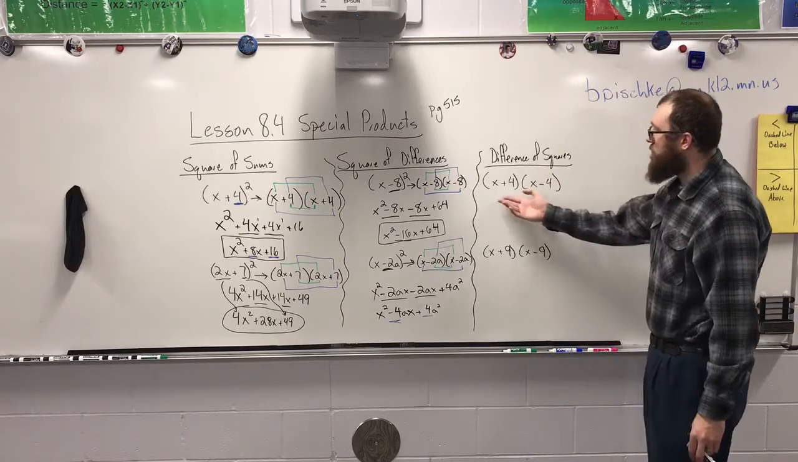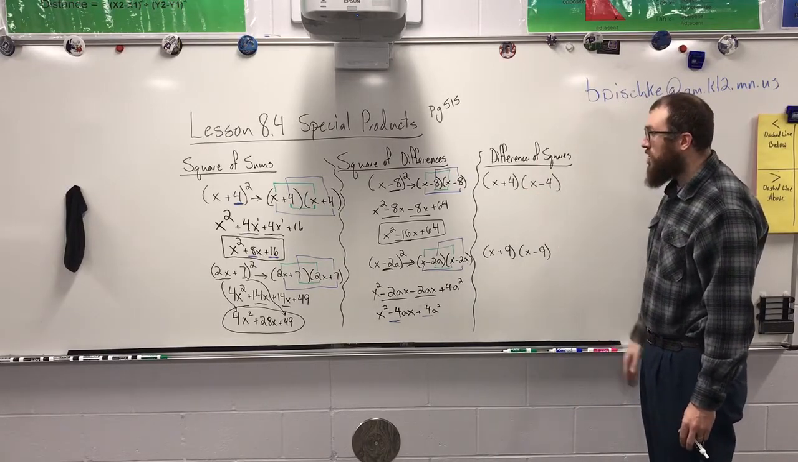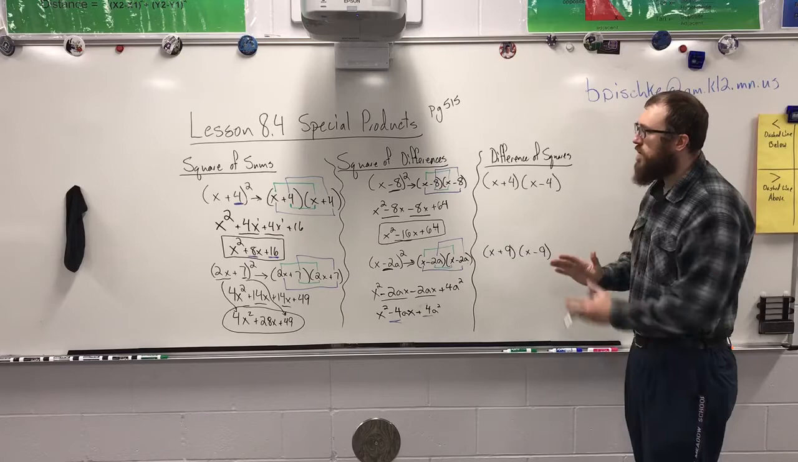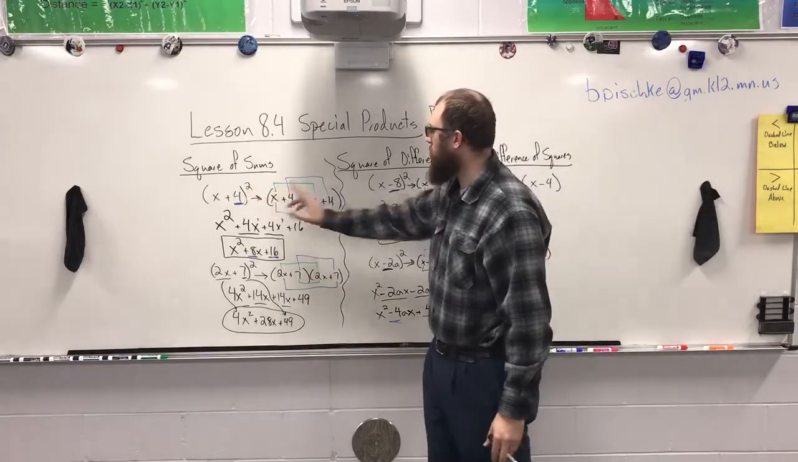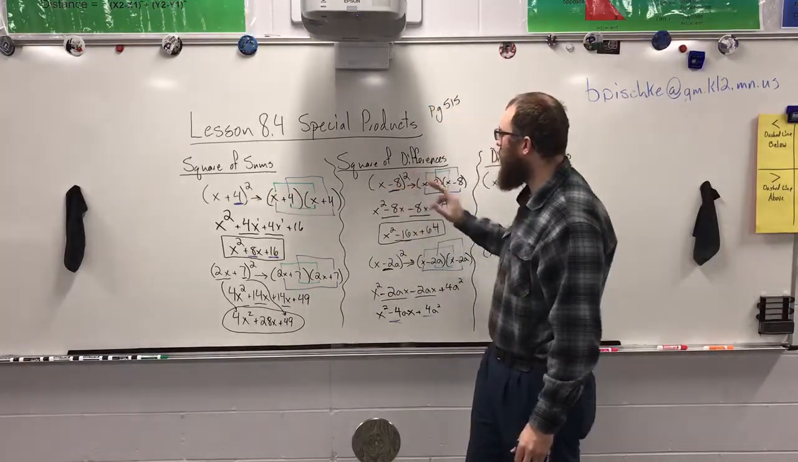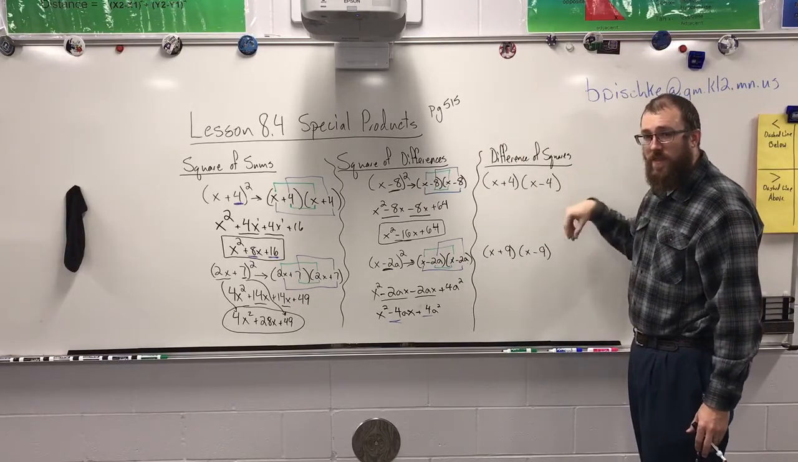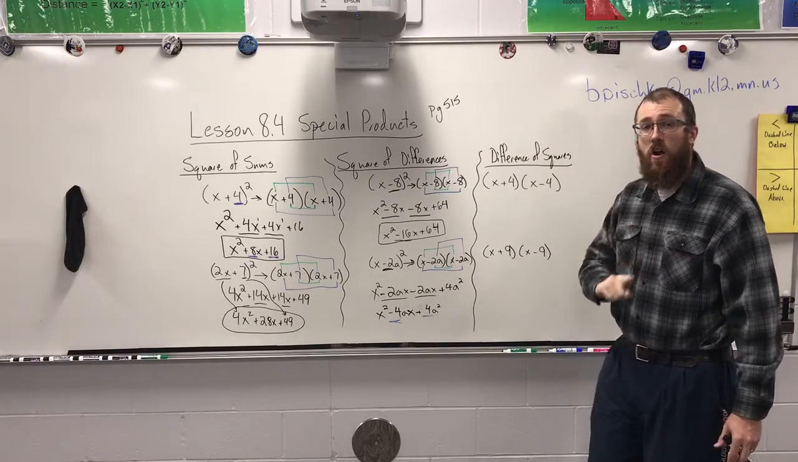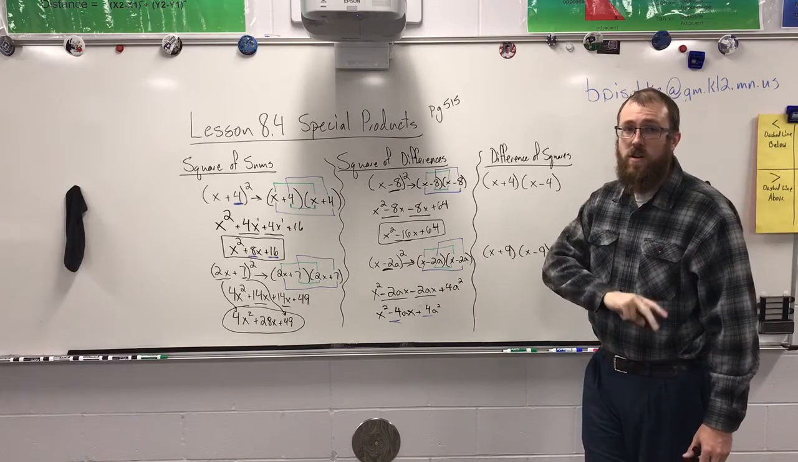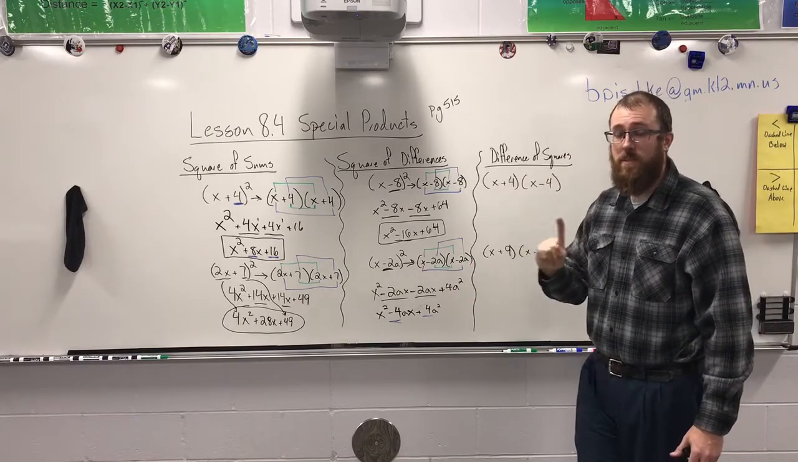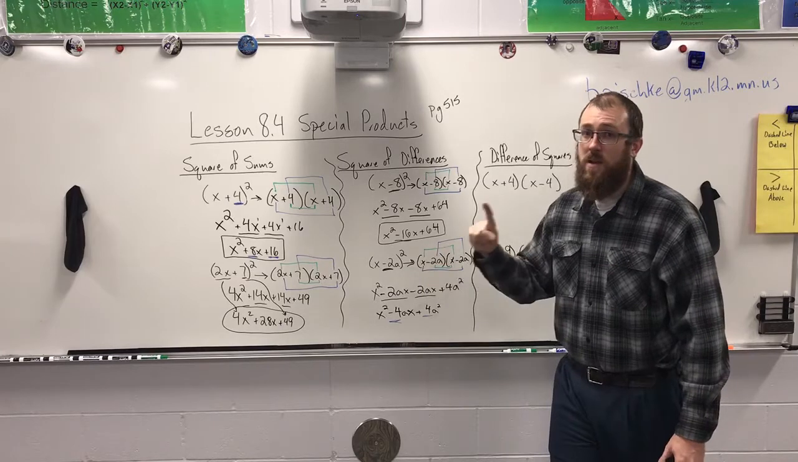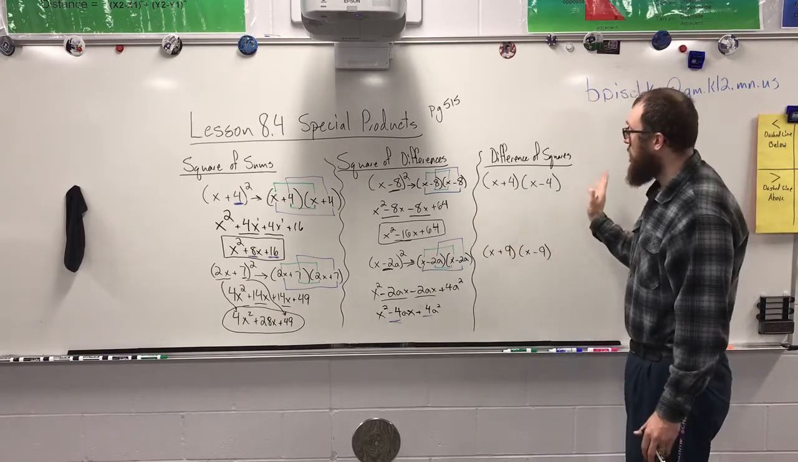Last case, difference of squares. Now you'll notice that these ones aren't pushed together like the first two were. This was x plus 4 squared, this was x minus 8 squared. These are the easiest to work with on this lesson, but they're the hardest to factor when we get to the next lesson. I'm going to show you why coming up here.